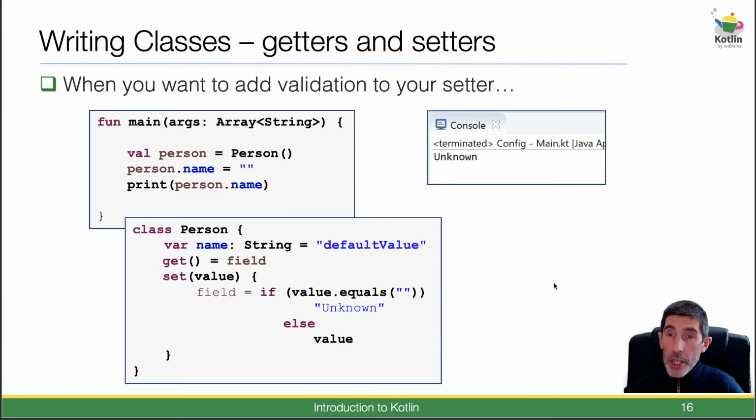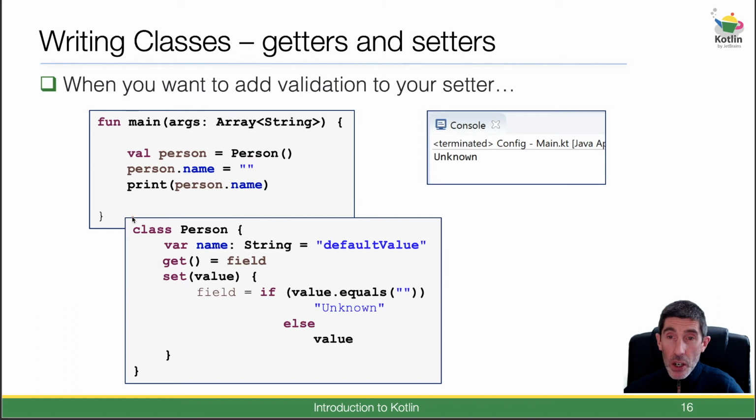A little bit more about it. If you need to override, you override it yourself. In this example we'll be adding a validation to the setter. We have our val person, but look, we're saying person.name is assigned an empty string, and then we're trying to print it out. So maybe we want to check for that empty string.